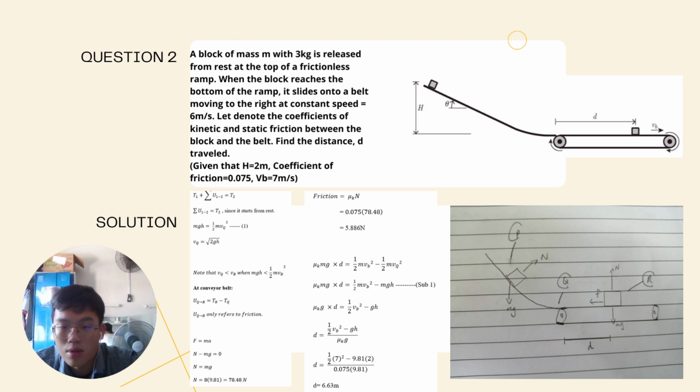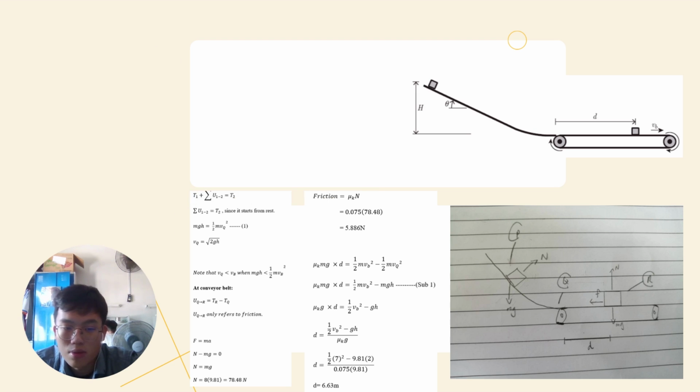Then we substitute the components inside. d is equal to 1 over 2 times 7 squared minus 9.81 times 2 divided by 0.075 times 9.81, and the distance is equal to 6.63 meter.